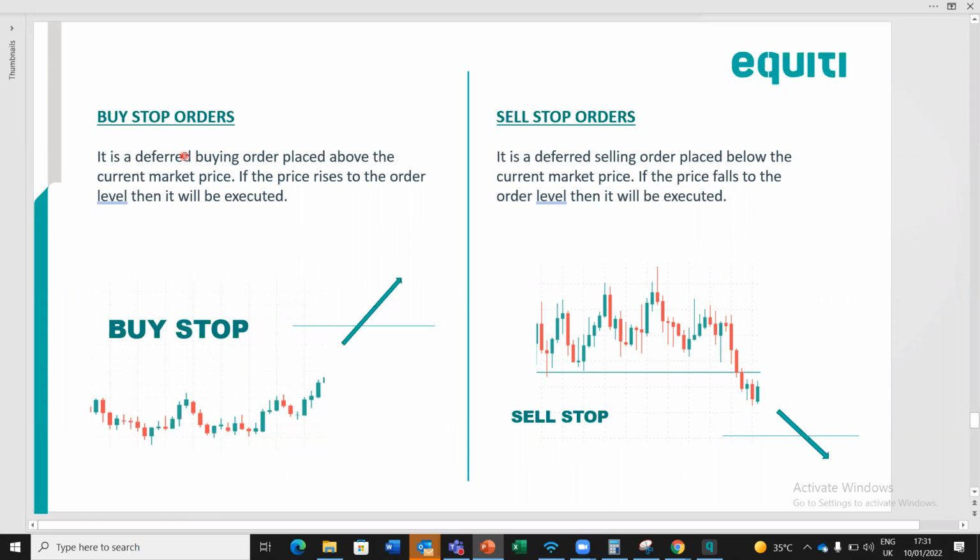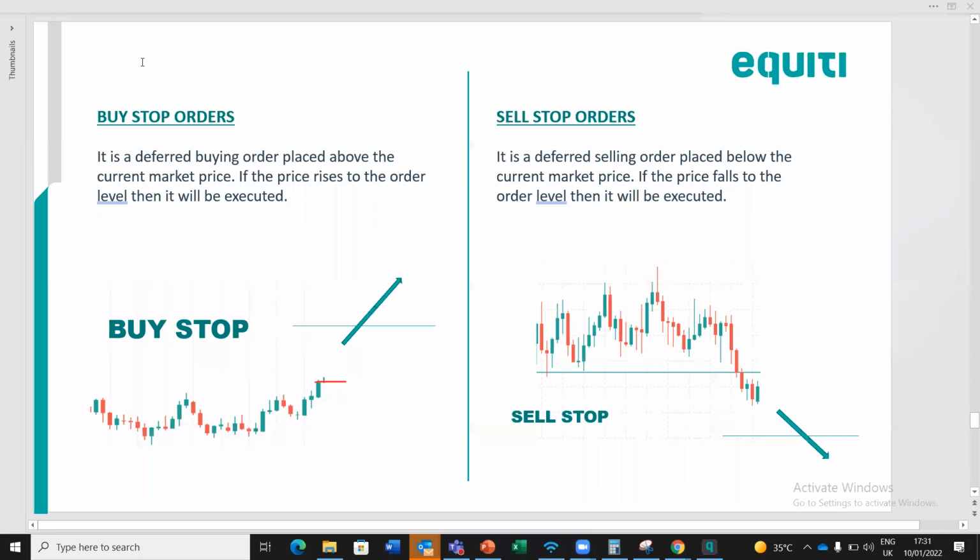So when I talk about the buy stop order, I'm simply talking about a type of pending order, which is what? A deferred buying order. All right, it's a deferred buying order placed above the current market price. If the price rises to the other level, then it will be what? Executed. So, like I mentioned, let's assume this is the current market price, right? This is the current market price here.